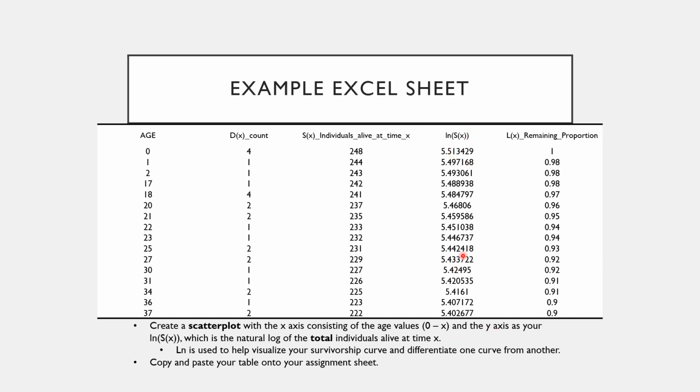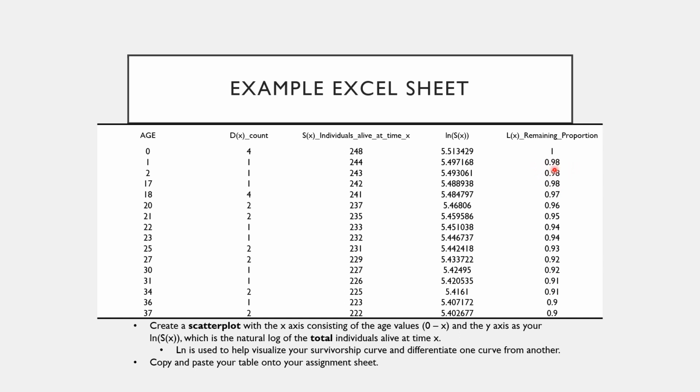And for our last column here, we have our remaining proportion. Like I mentioned previously, at time 0, everyone is alive, same as how I have 248 individuals out of my 248. I also have 1.0 proportion alive at time 0. In other words, everyone is alive at time 0. But as you can see at age 1, I've lost 4 individuals, now at 244.